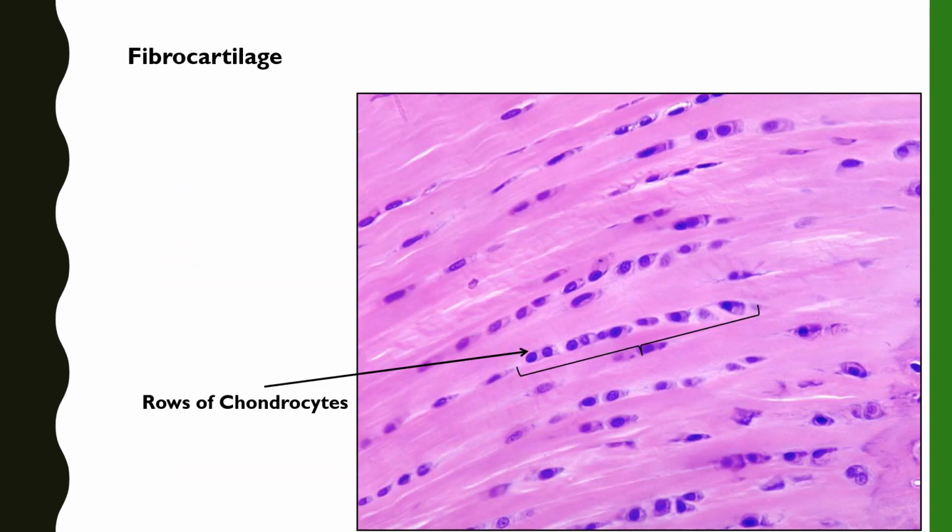And the third cartilage is the fibrocartilage. Here in the histology image, the characteristic of fibrocartilage is that it has rows of chondrocytes. The chondrocytes are sitting in a row together, so this is also different compared to elastic and hyaline cartilage, where the chondrocytes are dispersed. The surrounding of the chondrocyte is packed with collagen fibers.